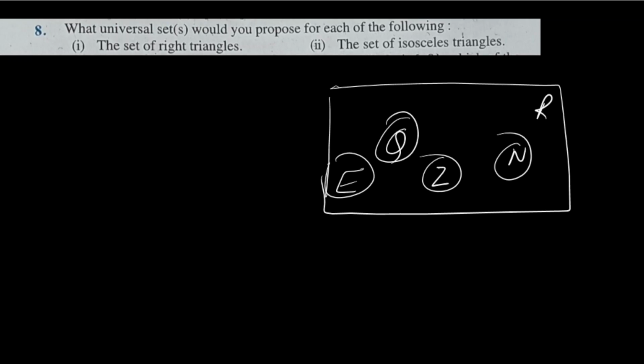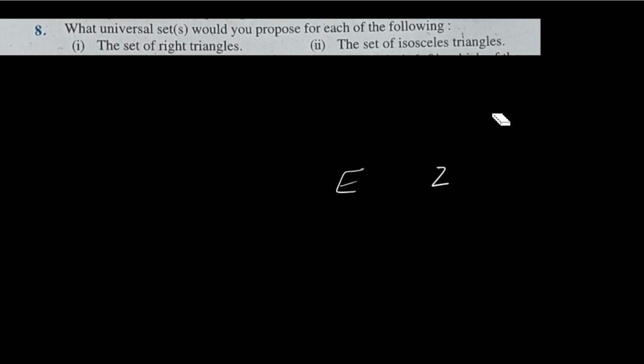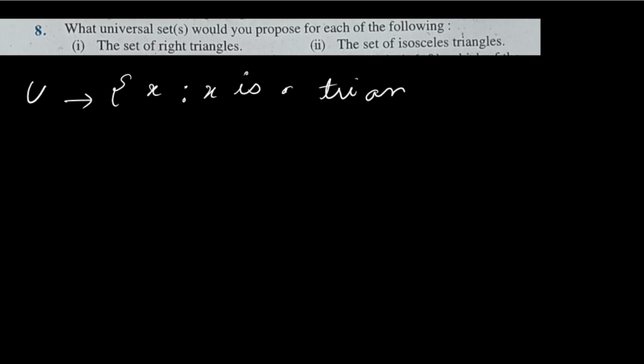Like this, they are asking, for the set of right triangles, what will be the universal set? See, the set of right triangles. The universal set can be the set of triangles. I can write it as the universal set for this one: x such that x is a triangle, because when I write is a triangle, it covers every type of triangle, whether it is a right triangle, scalene, equilateral or isosceles. Every triangle is covered. So the triangle set can act as a universal set for the set of right triangles.